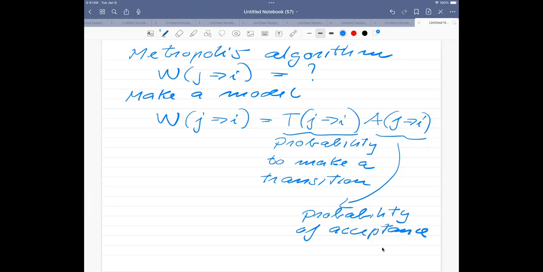Now, the standard Metropolis algorithm deals with us estimating this acceptance probability, because that's what is going to tell us if we accept a proposed move or reject it. So how can we find an expression for this?